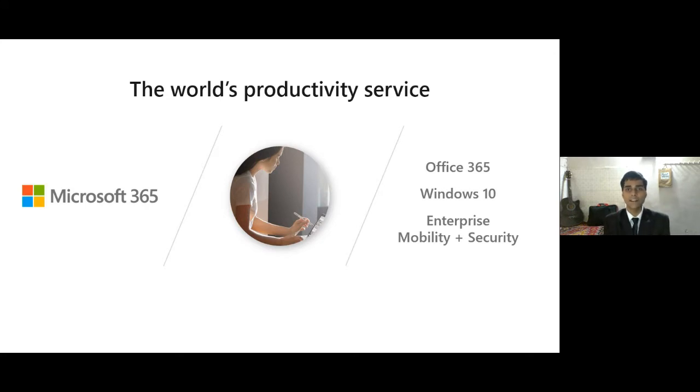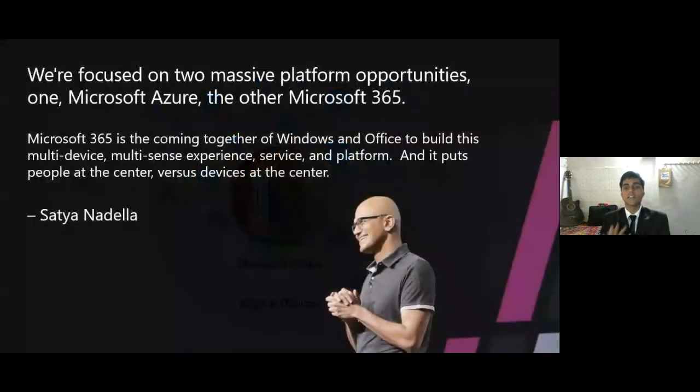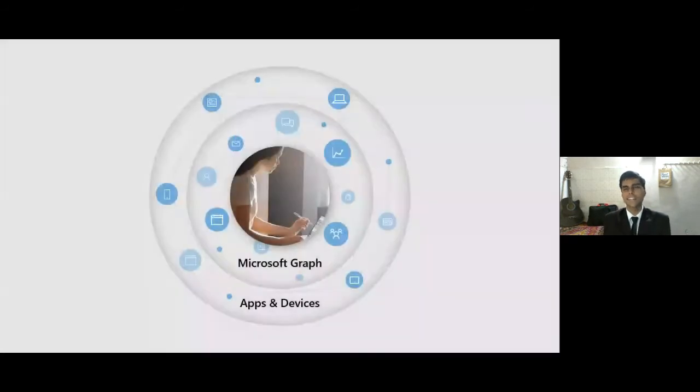So what exactly M365 offers us is it is comprised of three different parts. One is the Office 365, which includes all our Word, Excel, PowerPoint, Outlook, and all the applications. Second is Windows 10, which is actually very fantastic to use. And the next is Enterprise Mobility and Security. We'll be jumping into each of these as we move on ahead. Microsoft Graph and apps and devices. This is all an interconnected cloud kind of environment, and we'll understand that.